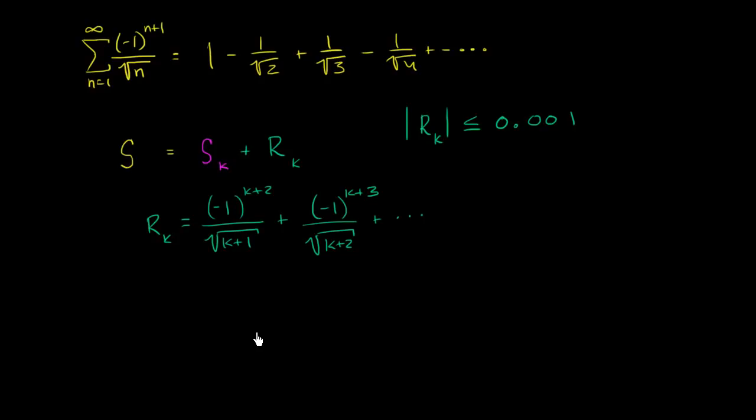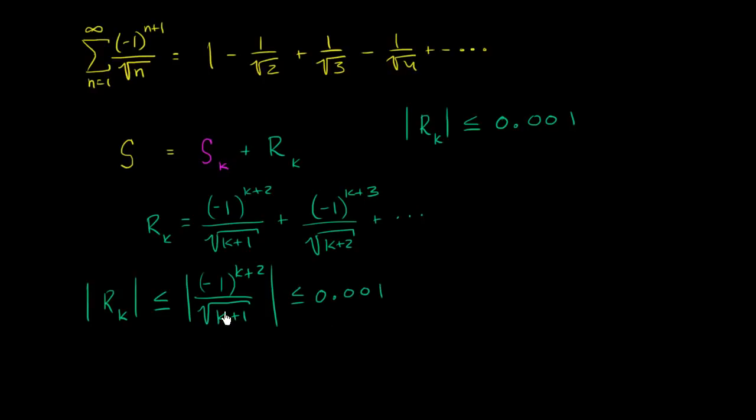Now what we've seen an example of, and we'll get a conceptual verification of at the end of this video, is that the absolute value of this entire sum, of this entire remainder r sub k, is going to be less than or equal to the absolute value of the first term. Some people refer to this as the alternating series remainder property. So the absolute value of r sub k is less than or equal to the absolute value of negative 1 to the k plus 2 over the square root of k plus 1. And of course, we want that to be less than or equal to 0.001. And so if this setup inspires you, I once again encourage you to pause the video and see if you can figure out what is the minimum k that satisfies this inequality.